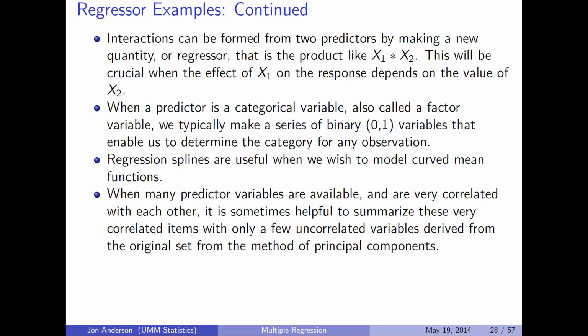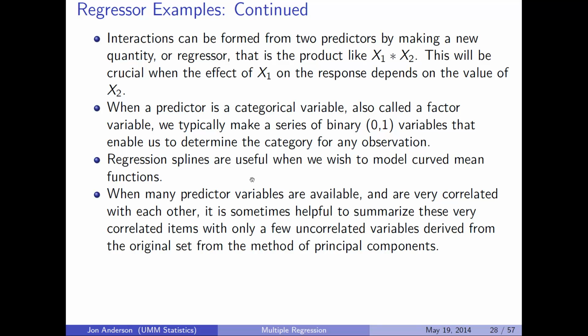When we have category variables like agree, strongly agree, disagree, these category variables are also called factor variables. And what we will do is we will handle them by making a series of 0, 1 binary variables that will let us fully define which category an observation belongs to. Regression splines are another way to handle curved relationships between responses and predictors. We'll study those in our class.